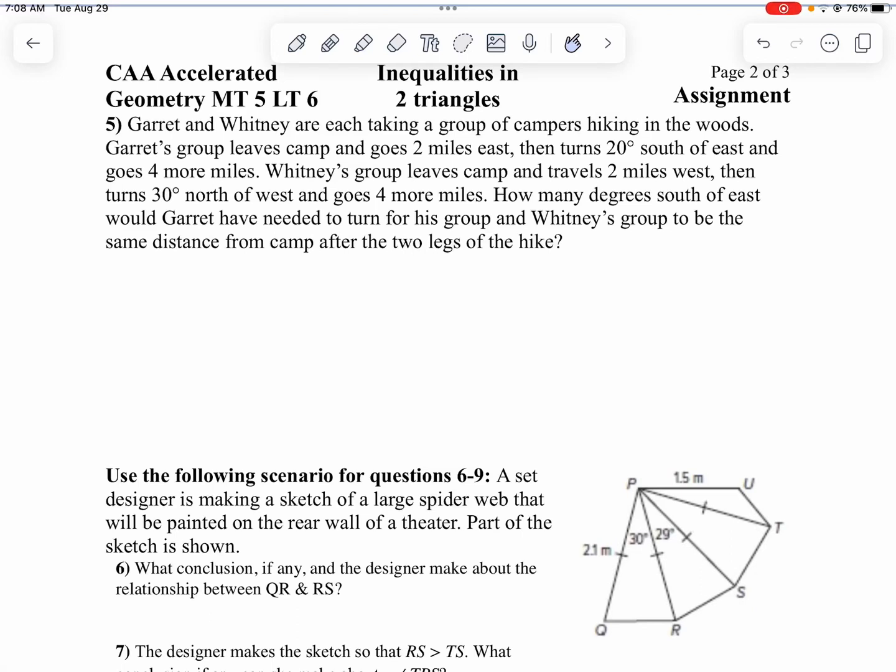Let's take a look at question number 5 here. Garrett and Whitney are taking a group of campers hiking in the woods. Garrett leaves camp and goes 2 miles east. So I'm going to say, whoops, here's Garrett. And he's going to go 2 miles to the east. And then he's going to turn 20 degrees south of east.